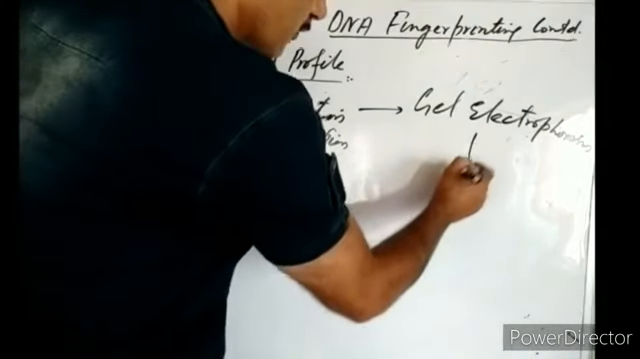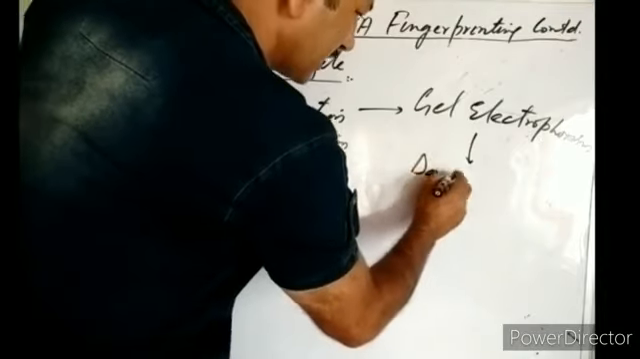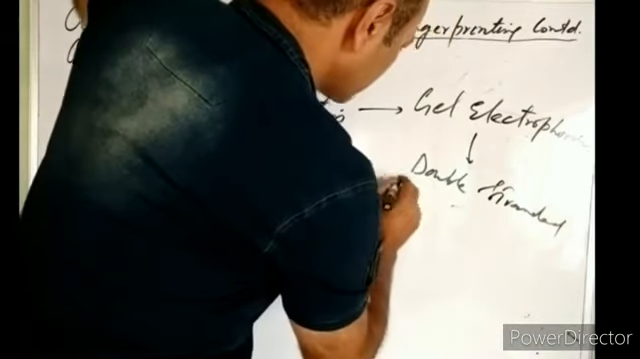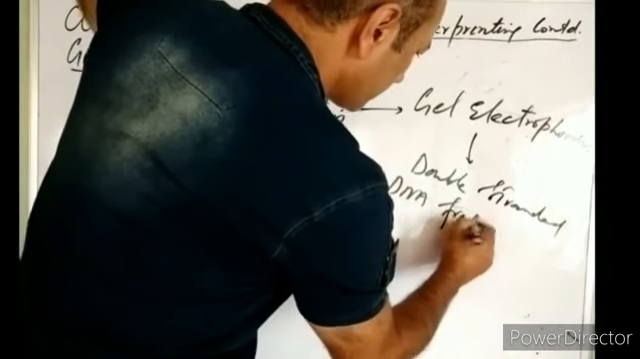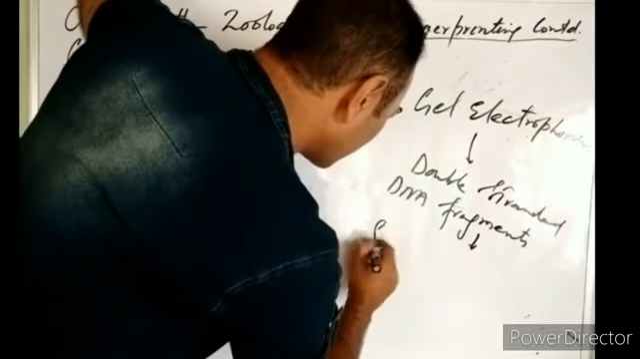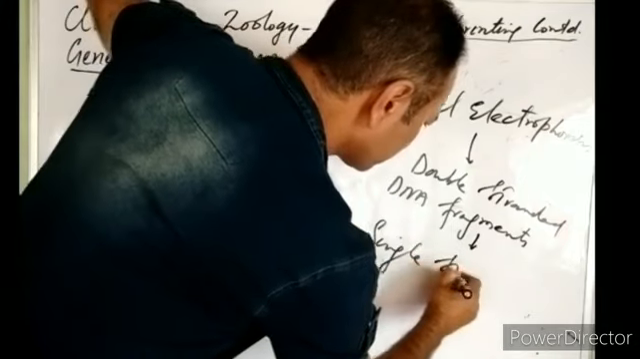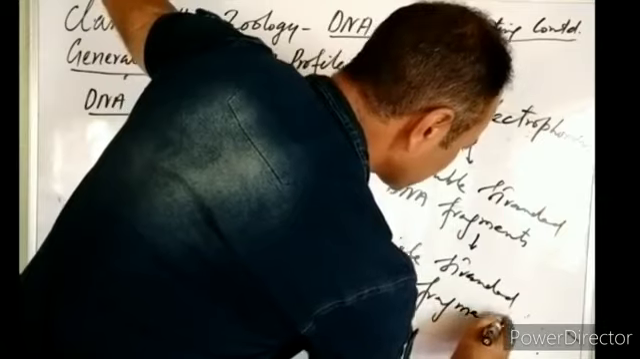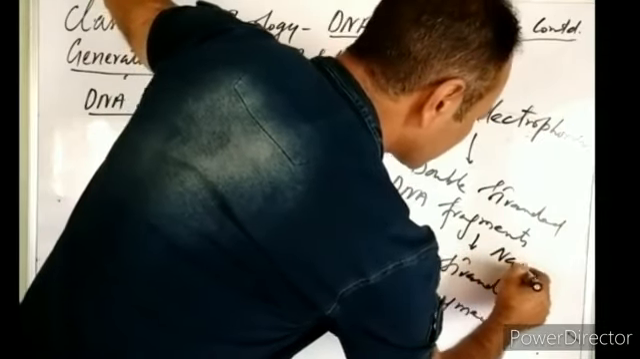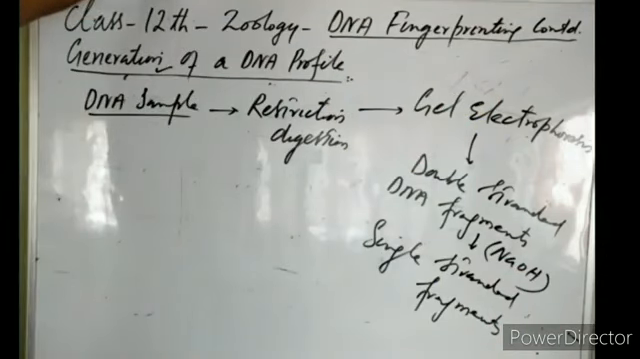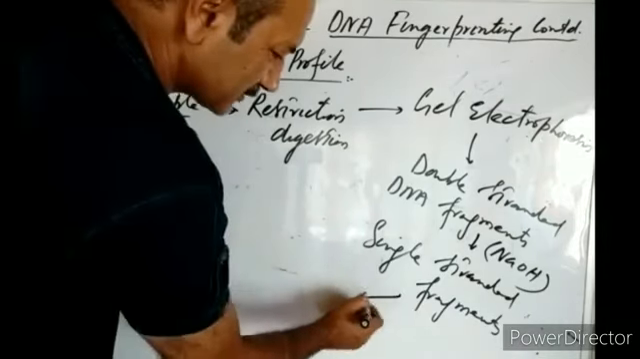After gel electrophoresis, we change the double-stranded DNA fragments. We break double-stranded DNA fragments into single-stranded DNA fragments. How do we break them into single-stranded DNA fragments? By alkali treatment. We treat it with sodium hydroxide, and double-stranded DNA fragments are converted into single-stranded DNA fragments. Then what do we do next?